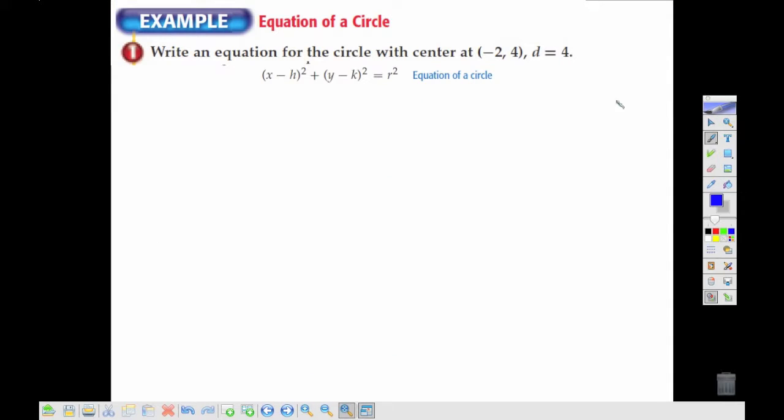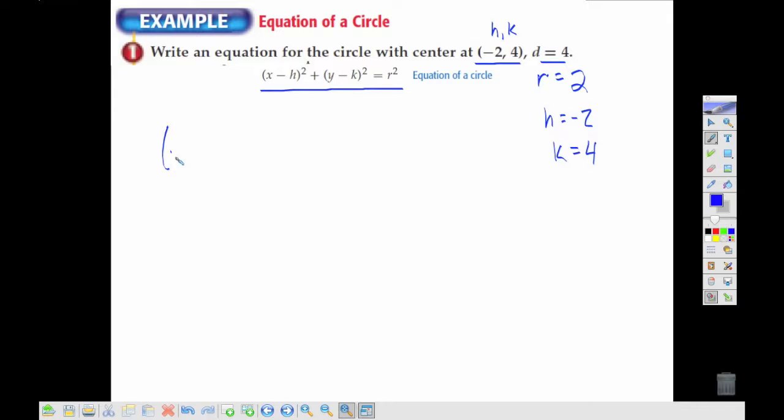So if I'm given some of the details about a circle, it has a center at (-2, 4) and a diameter of 4, I want to put that into my equation of the circle. Now first of all, I don't want the diameter, I want the radius, so I'm going to need to change that. The radius is half the diameter, so I'm going to use the radius is equal to 2. I'm also going to look at my center point. Remember that that's always at the point (h, k), where h is the x, k is the y. So h equals negative 2, k equals 4.